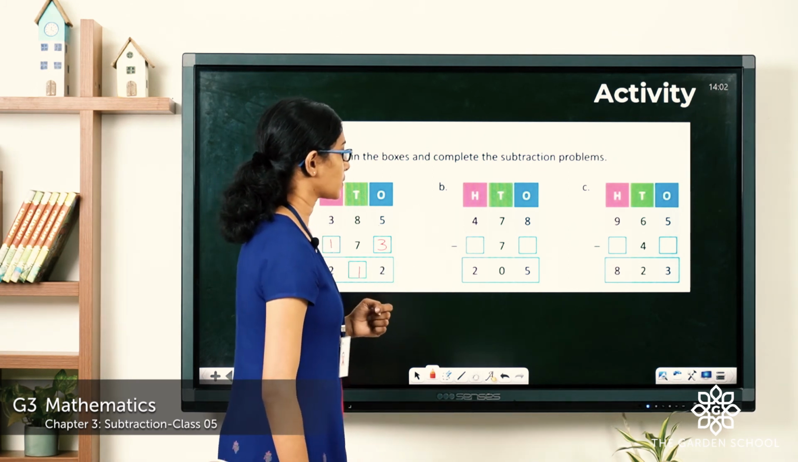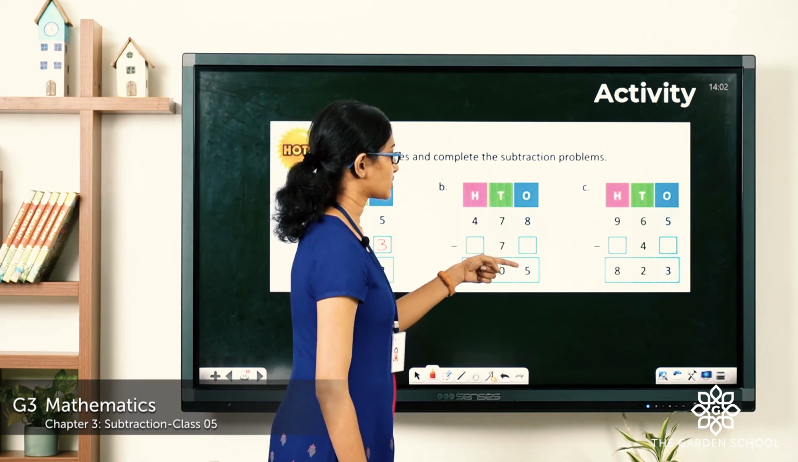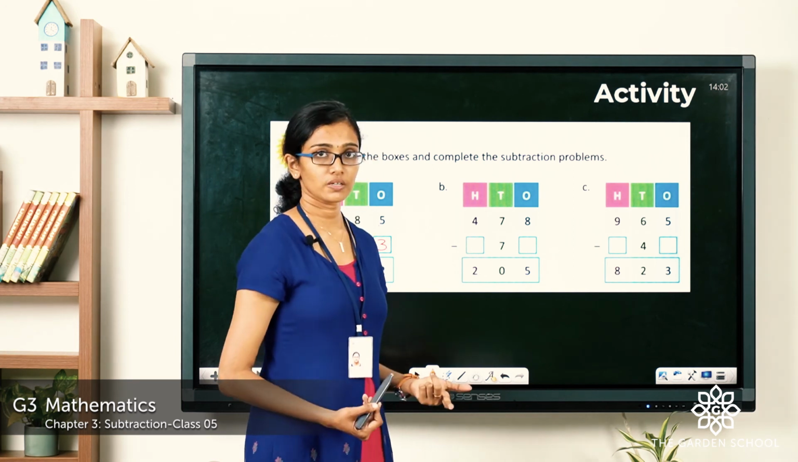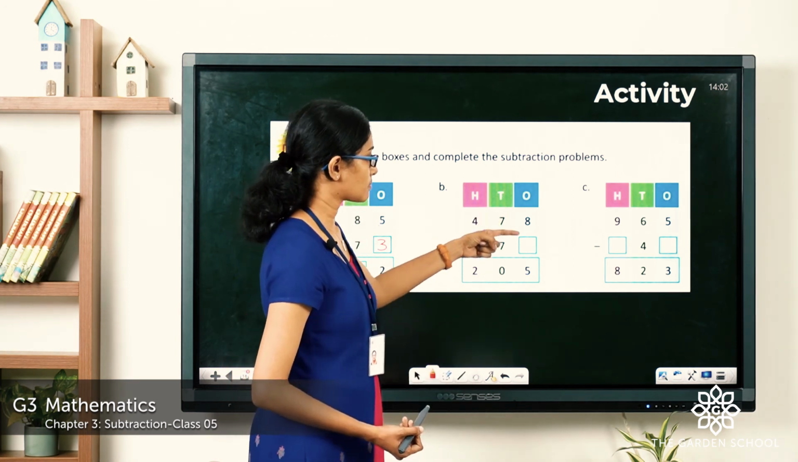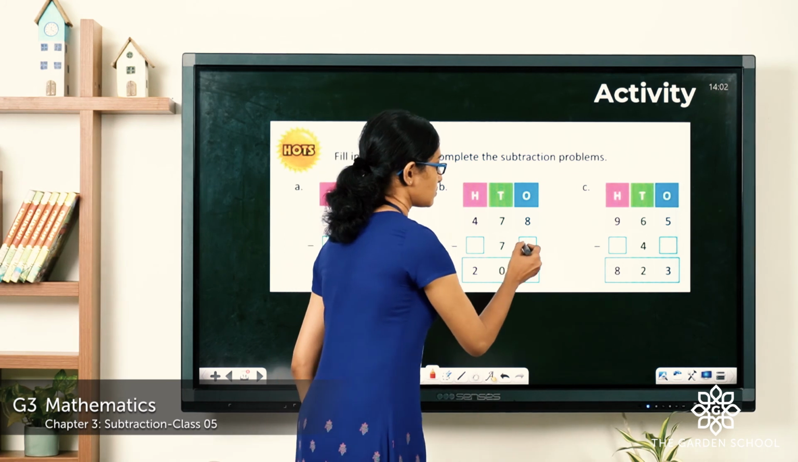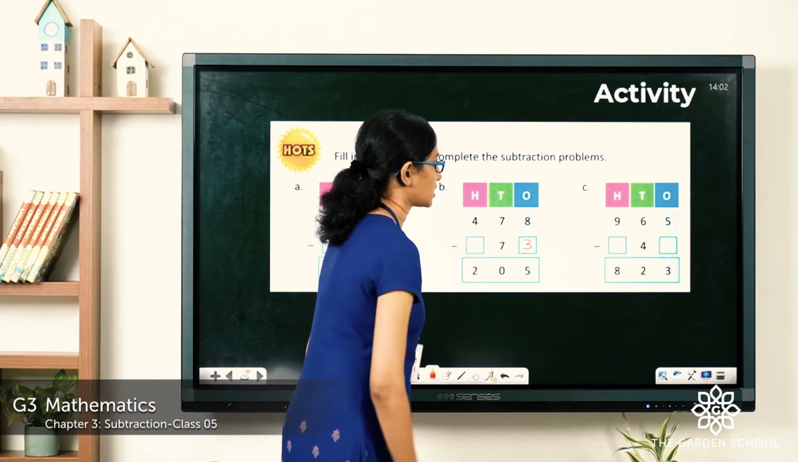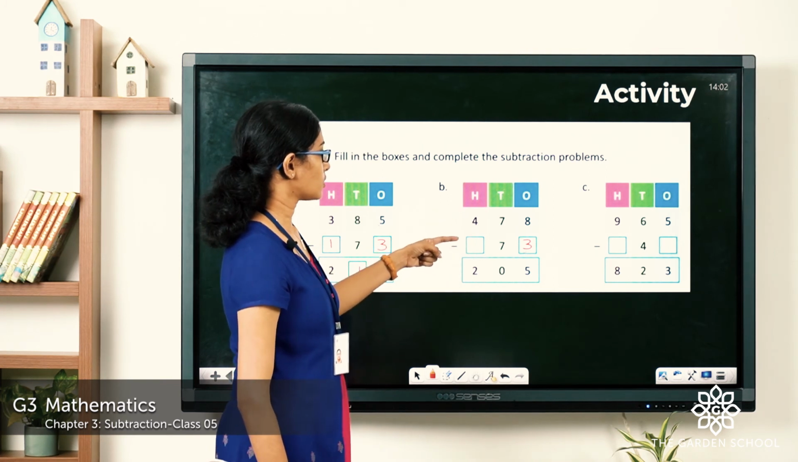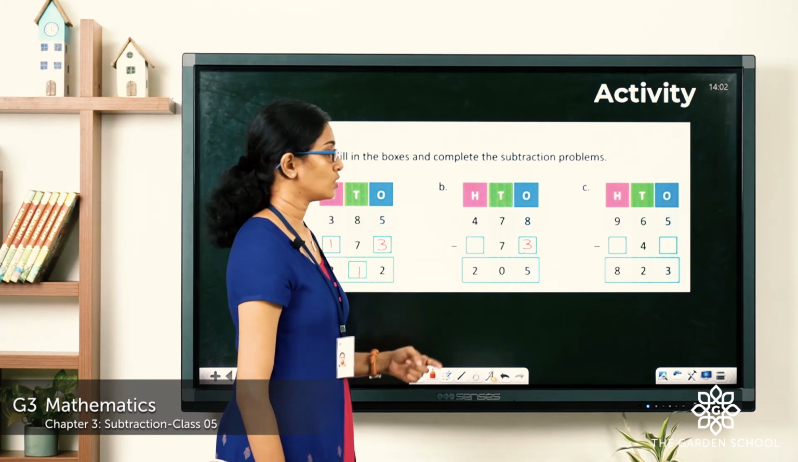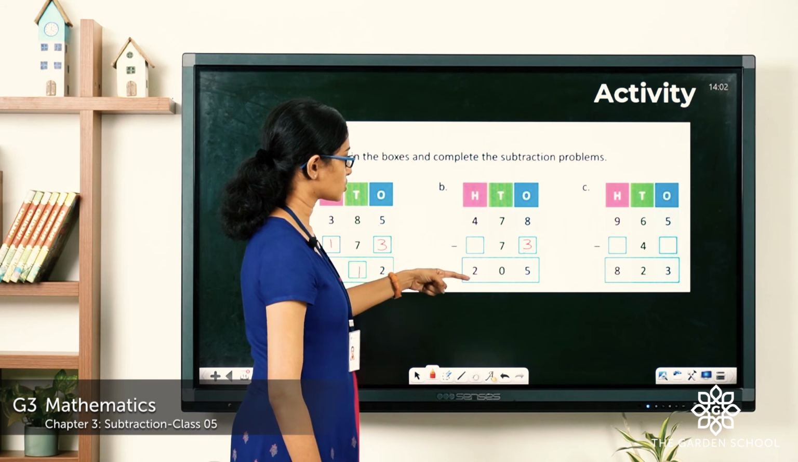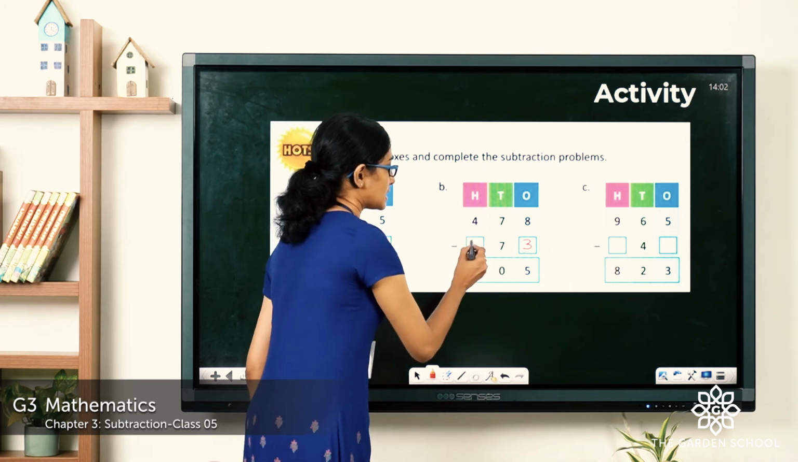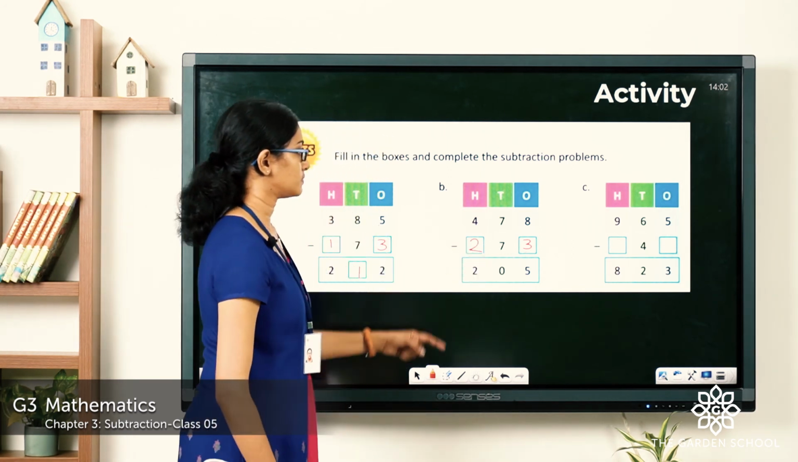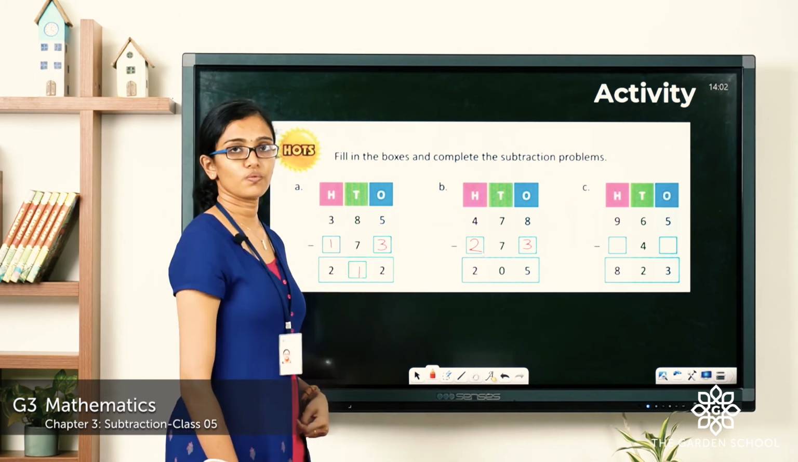Now, the second question, 8 minus dash gives you 5. 8 minus what gives you 5? We can also do 8 minus 5 to get the subtrahend digit here. It is 3. So 8 minus 3 gives you 5. 7 minus 7, 0. 4 minus dash gives you 2. We can also do 4 minus 2 to get the subtrahend digit here. So it should be 2 here. See, 2 plus 2, 4.